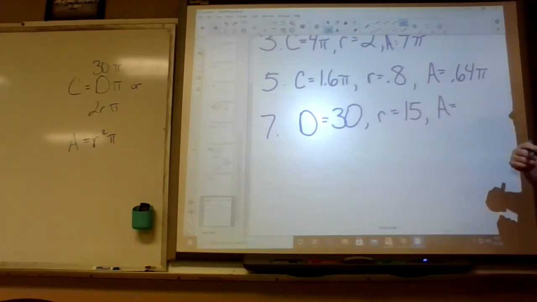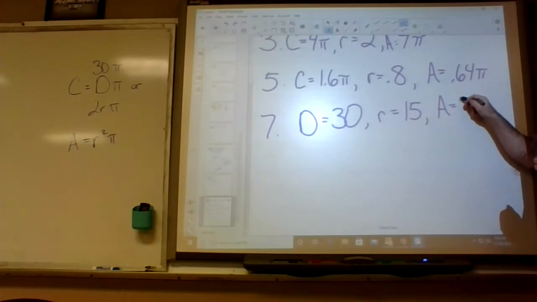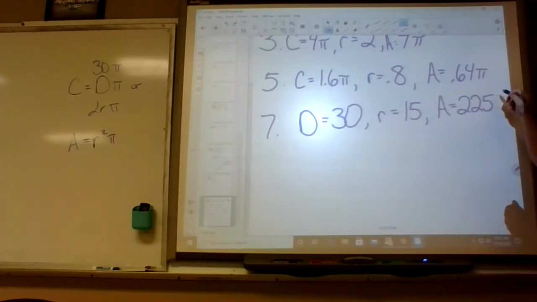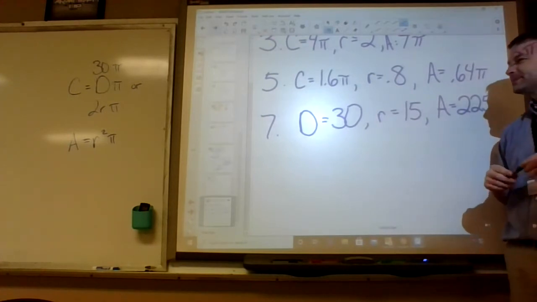15 squared times pi. Okay, 15 times 15... I hear you laughing at me. I don't know what it is. That's right, you're right. 15 times 15 is 225. Nick, I was right. So it's 225 pi.